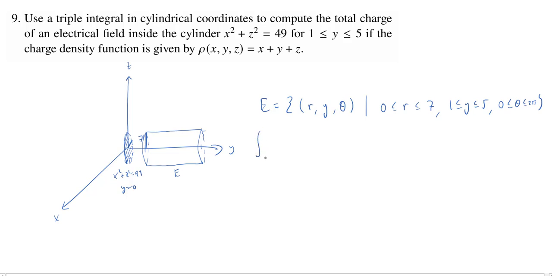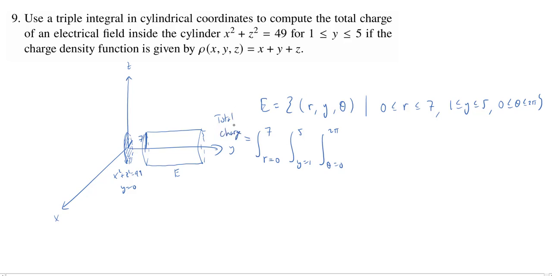We see it's actually a cylindrical box, which is fantastic because when we set up our triple integral, we won't have any dependencies on the variables. So r will go from 0 to 7, y will go from 1 to 5, and theta can go from 0 to 2 pi. And this integral is going to give us the total charge.